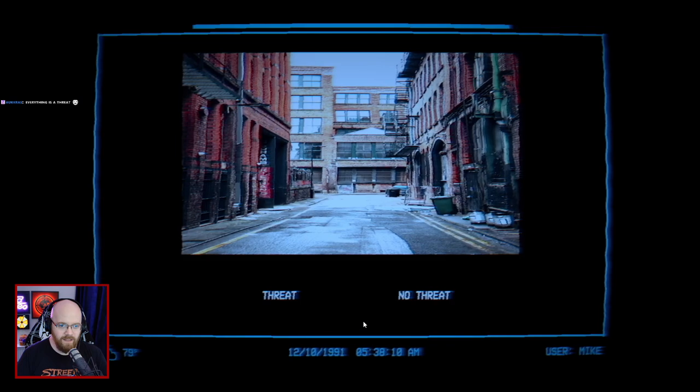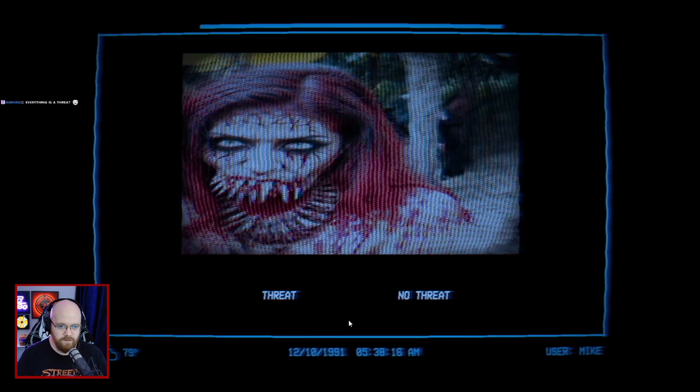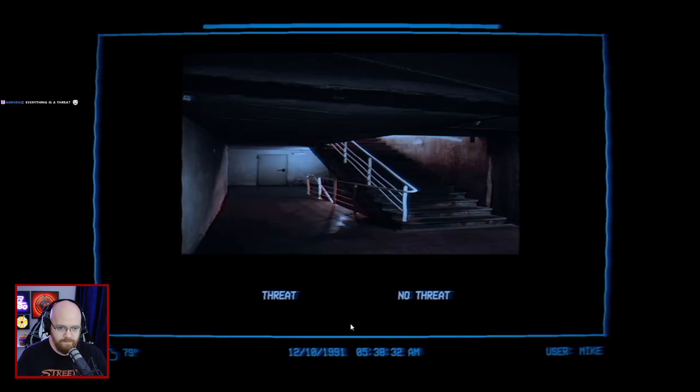That's not a threat. It's a forest. That's a threat. Everything is a threat. No, I don't think everything is a threat. I think... No, not a threat. This is a street. I just think things in windows are threats. Fucking hell. No threat. It disappears after a second! Threat. That was an easy one. No threat. That's just a stairwell. Nothing threatening about that stairwell. There's something threatening about that stairwell, though! Fucking skinwalker in a civilian.